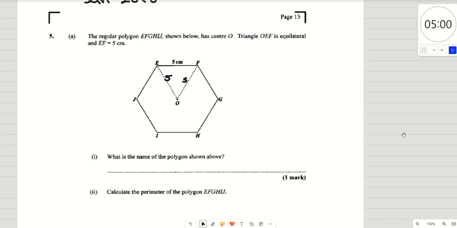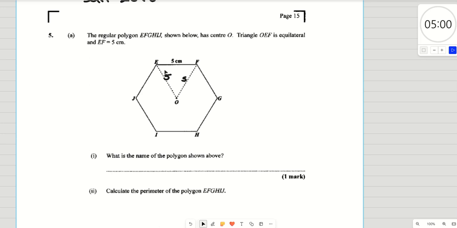What is the name of the polygon shown? So this is a 1, 2, 3, 4, 5, 6. That is a hexagon. A hexagon just means a 6-sided shape, right?